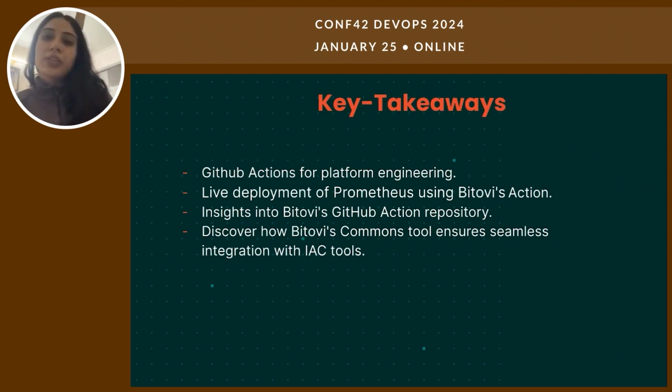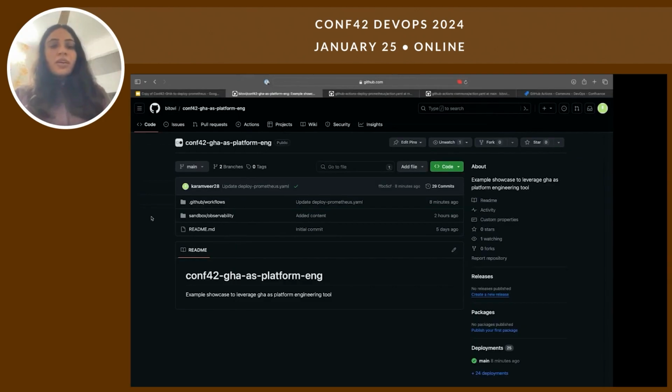You will also discover how Bitovi's internal framework referred to as Commons ensures seamless integration of tools such as Terraform and Ansible without the user worrying about installing or setting up these tools. Here we have a deployment repository in which the user defines a workflow, which would call Bitovi's GitHub Action to deploy Prometheus and Grafana. Let's see the content of this repository.